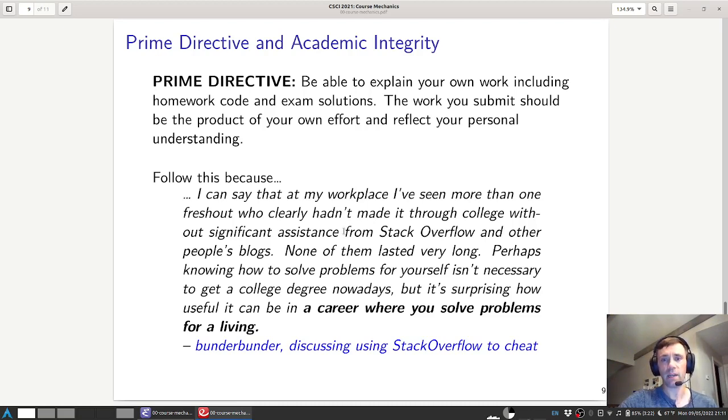who clearly hadn't made it through college without significant assistance from Stack Overflow and other people's blogs. It could also be these days other people's GitHub accounts or help from their friends that sort of exceeds the acceptable level. None of these people lasted very long at the job. Perhaps knowing how to solve problems for yourself isn't necessary to get a college degree nowadays, but it's surprising how useful it can be in a career where you solve problems for a living.